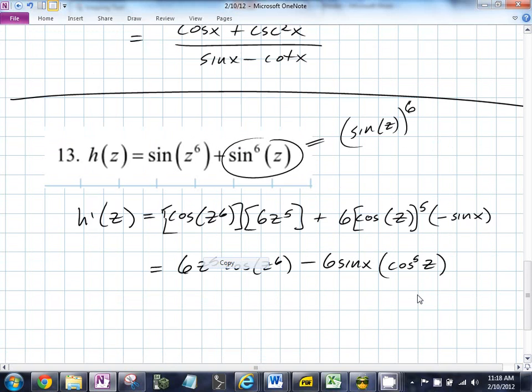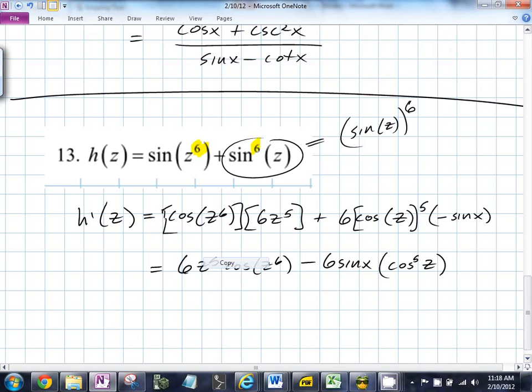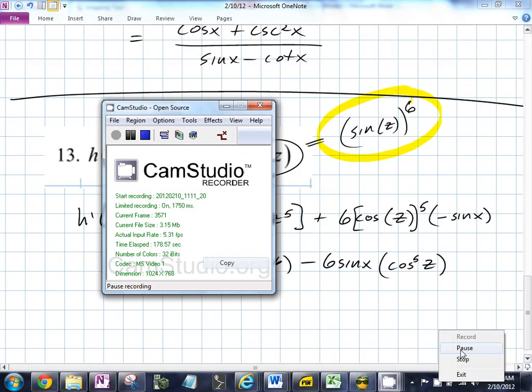What do you think of this one? This one's just tricky because you have to be careful. Are those 6's in the same place? These 6's are not in the same place. This is the important, most common mistake right there. Sine to the 6th. So here we go.